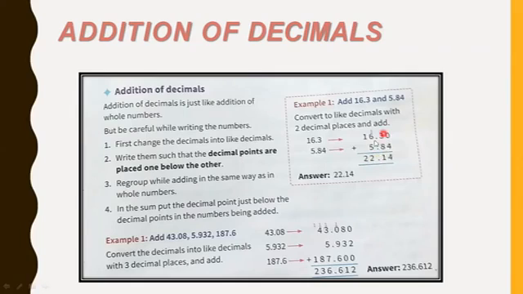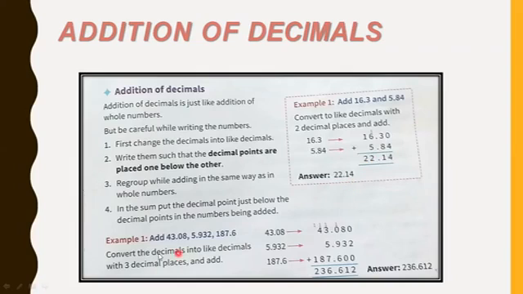Now do the normal addition. 0 plus 4 gives us 4, and 8 plus 3 gives us 11. Then 6 plus 1 is 7, 7 plus 5 is 12. Then 1 plus 1 you will get 2, giving 20. In the same way, the point is there, so here you can place the point. So the answer will be 22.14.